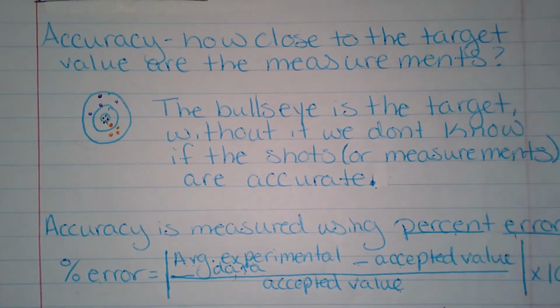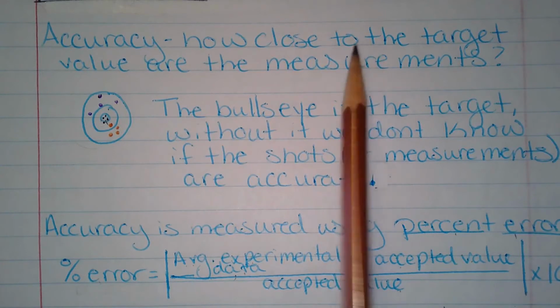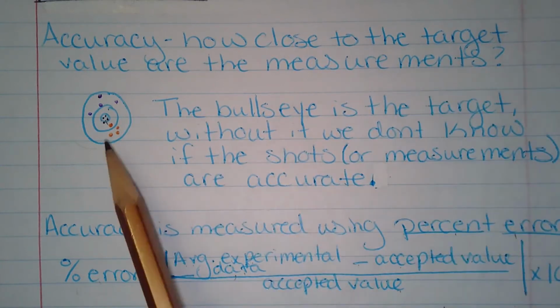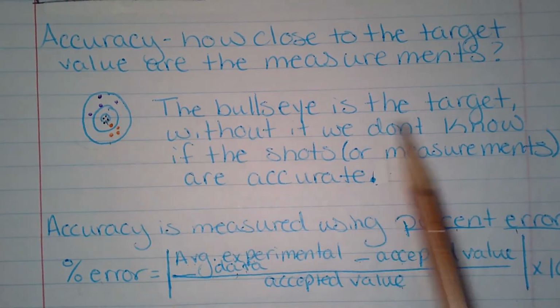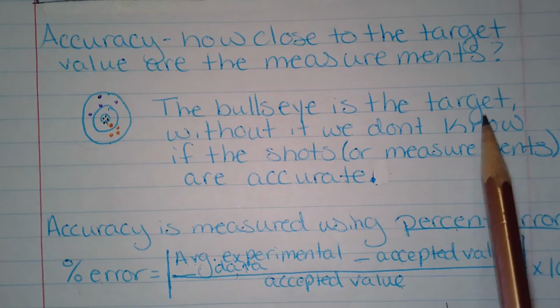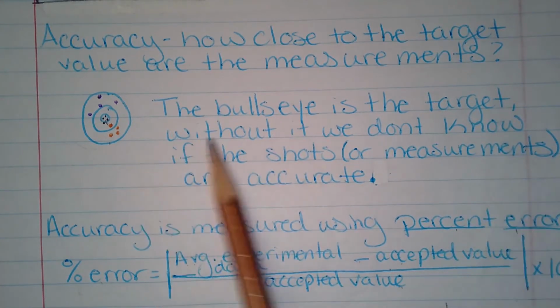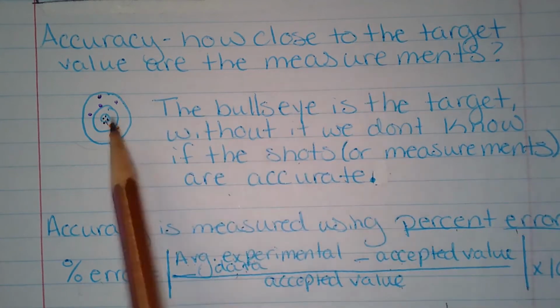In this video, we're going to talk about the difference between accuracy and precision. Accuracy tells us how close to the target value the measurements are. So in order to know whether or not your measurements are accurate, you have to have a bullseye or a target value. We often call this the accepted value.